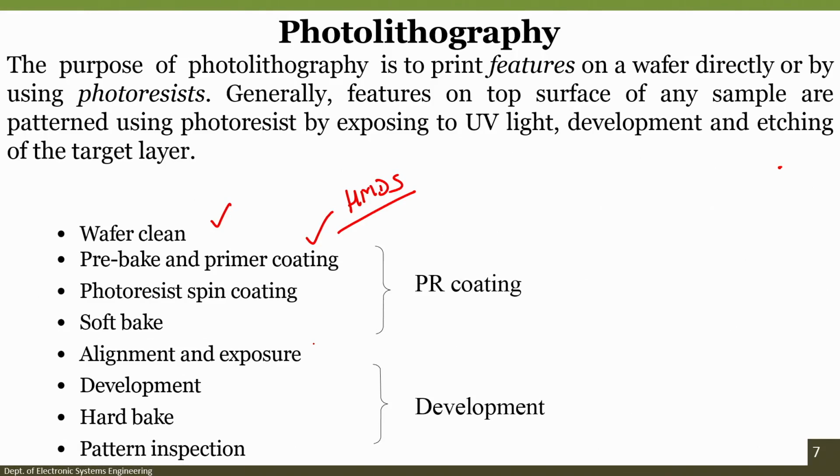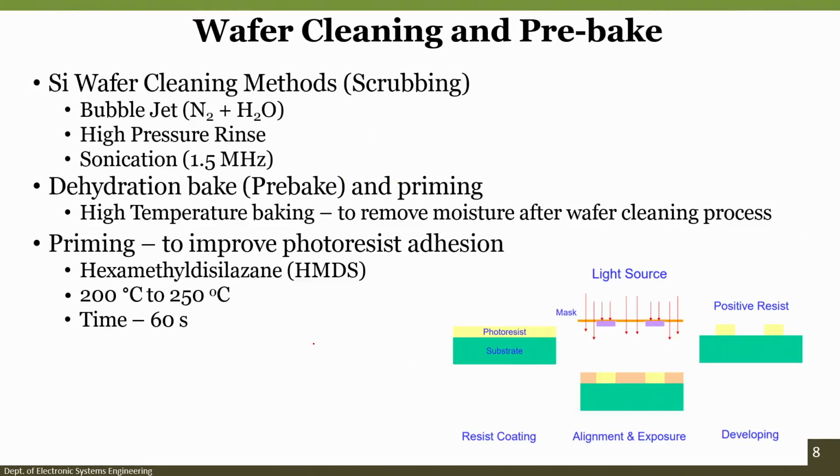Development of what? Development of photoresist. After you develop a photoresist, you have to go for hard bake. Hard bake is done at 120 degree centigrade for 1 minute on a hot plate, followed by pattern inspection. That means checking how the pattern has come out after you have performed the photolithography.